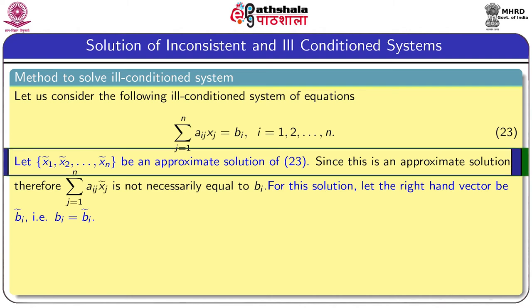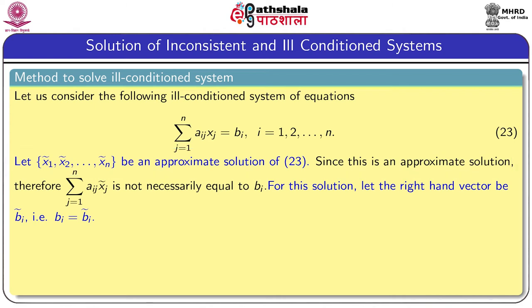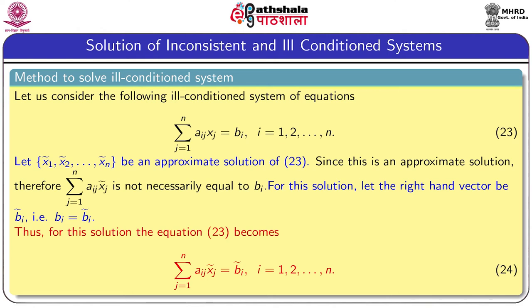Let x1 tilde, x2 tilde, ..., xn tilde be an approximate solution of the above system of equations. Since this is an approximate solution, summation aij xj tilde is not necessarily equal to bi. For this solution, let the right hand vector be denoted by bi tilde. Therefore, equation 23 becomes summation aij xj tilde equal to bi tilde, where i equal to 1 to n.